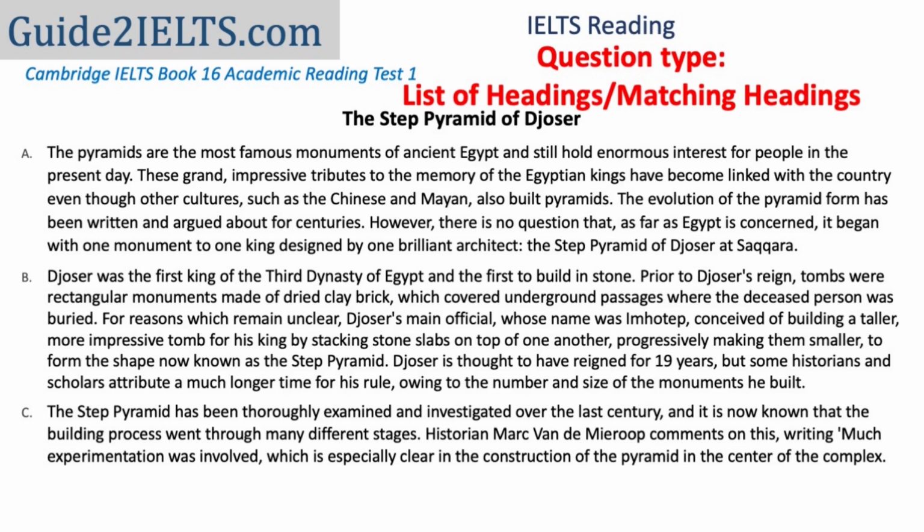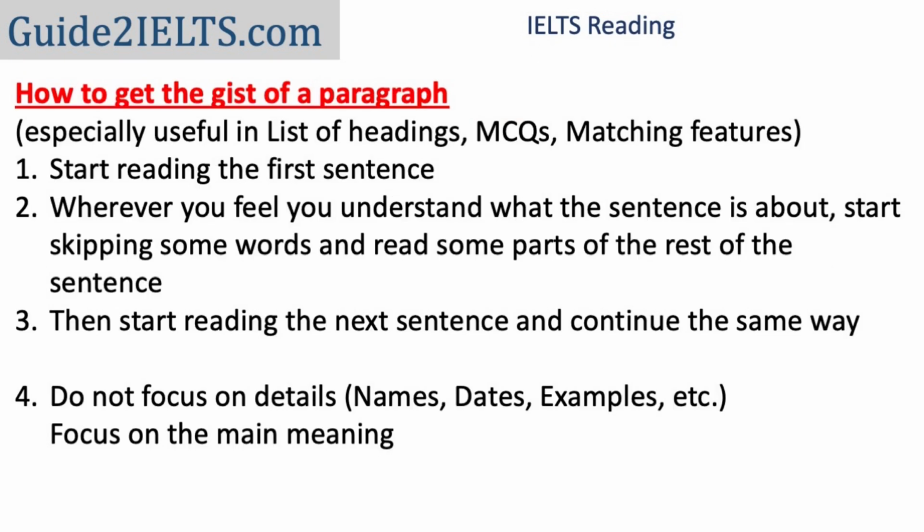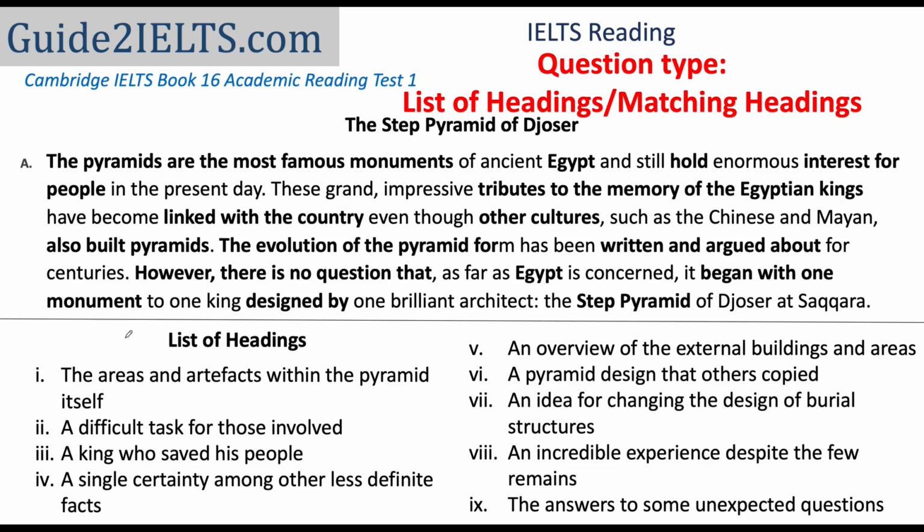From the heading of the passage, I can see that the passage is about some pyramid. The first thing I'm going to do is try to get the gist of the first paragraph. To do so, I start reading the first sentence. Wherever the sentence starts making sense, wherever I'm able to understand what the sentence is saying, I start skipping parts of the sentence. Then I start reading the next sentence and keep doing the same. On your screen, you can see the paragraph and parts of it are in bold. These are the parts that I focused on while trying to get the gist of the paragraph.